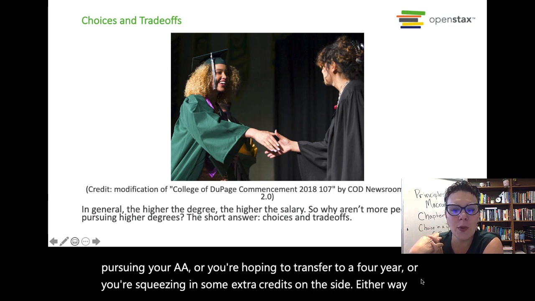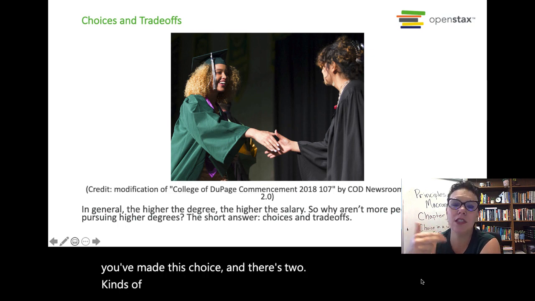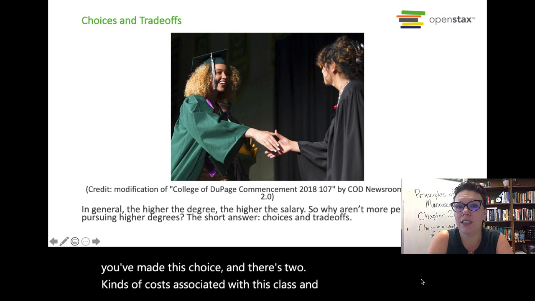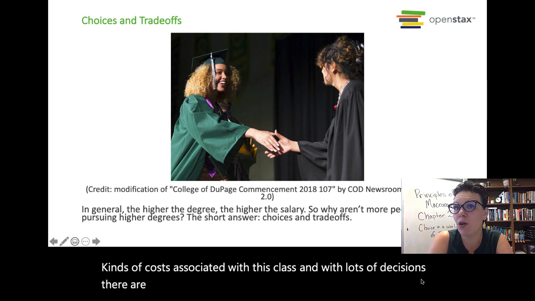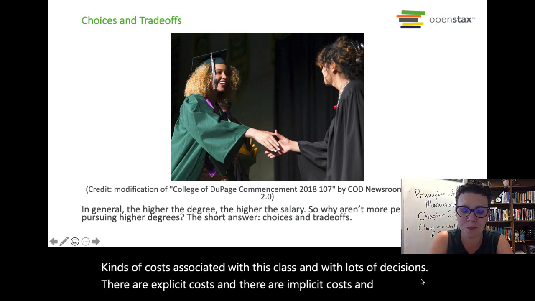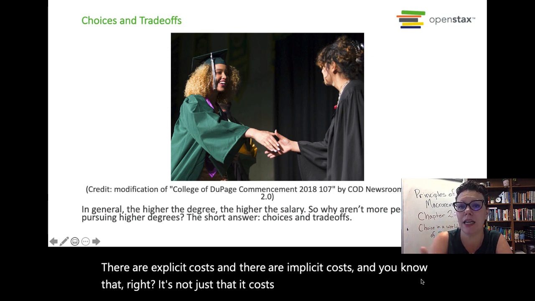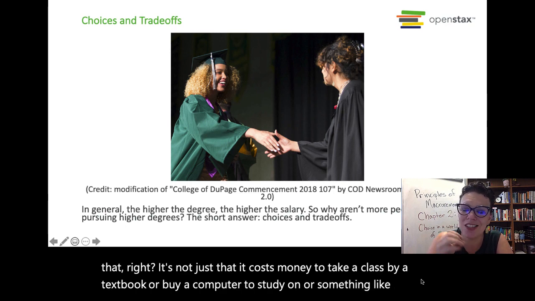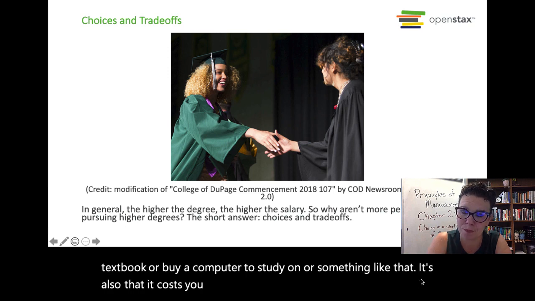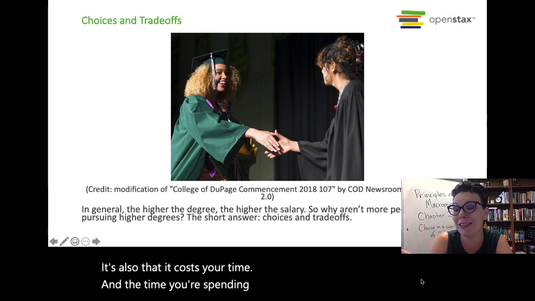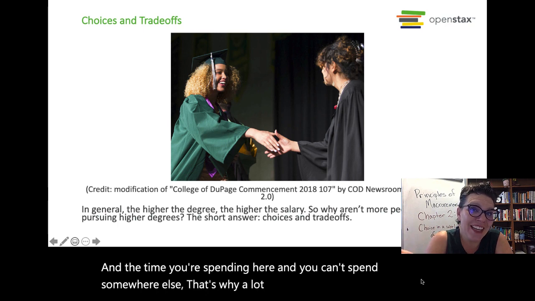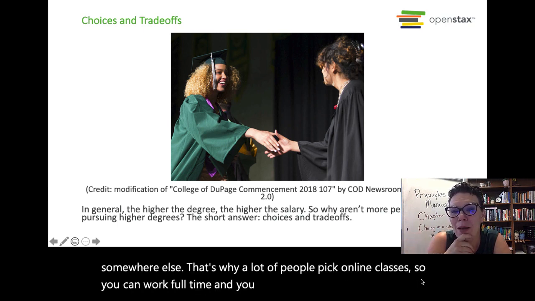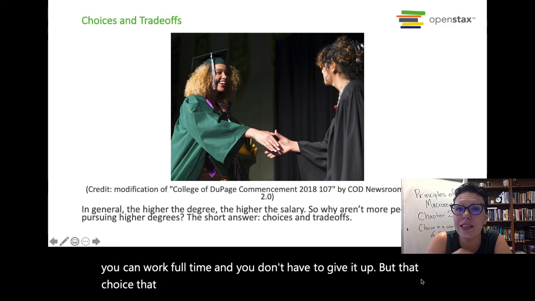Either way, you've made this choice, and there's 2 kinds of costs associated with this class and with lots of decisions. There are explicit costs and there are implicit costs, and you know that, right? It's not just that it costs money to take a class, buy a textbook, or buy a computer to study on or something like that. It's also that it costs your time. And the time you're spending here, you can't spend somewhere else. That's why a lot of people pick online classes so you can work full-time and you don't have to give it up. But that choice, that trade-off, is part of the cost that economists consider.